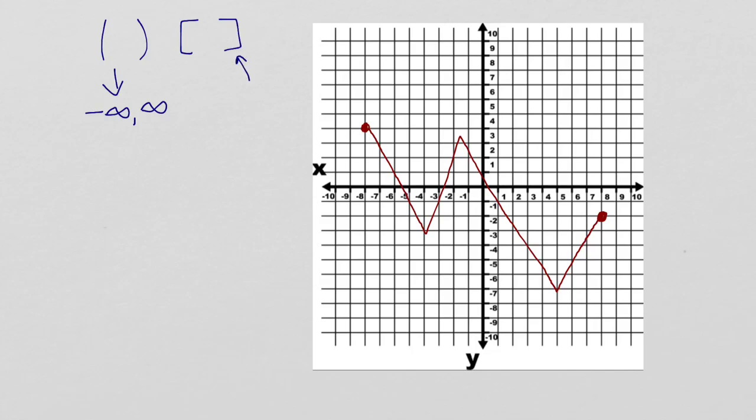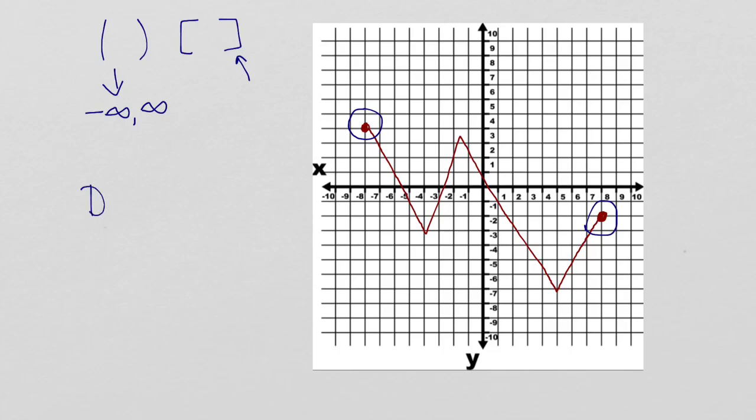So for instance, on our graph, we don't have arrows, which means the ends of our functions have a stopping point. And since they have a stopping point, we know that it's not going to go on forever, and that forever is where we usually have the infinities. So we shouldn't have infinities on this example. So there's a chance that we could have parentheses, but only if these are open circles. But since these are closed circles, that means we can include the numbers on the graph. There's no hole. So we should be using brackets here.